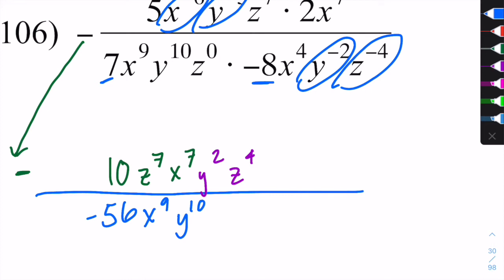We don't need that z to the 0. It's 1. 1 times anything is just itself. So it kind of vanishes, so to speak, but it is just a 1. All right, so we also have an x to the 4th here.